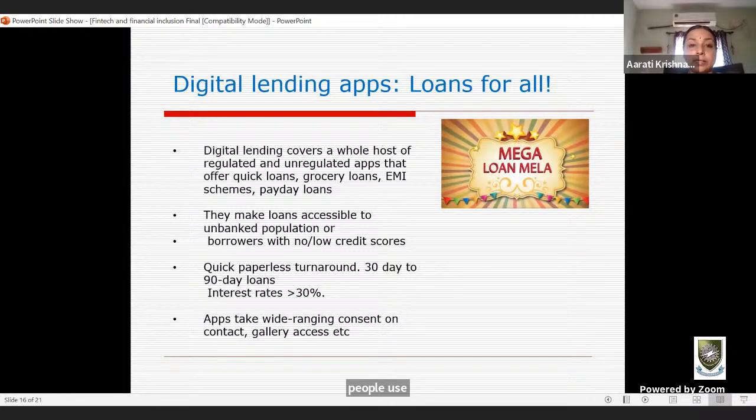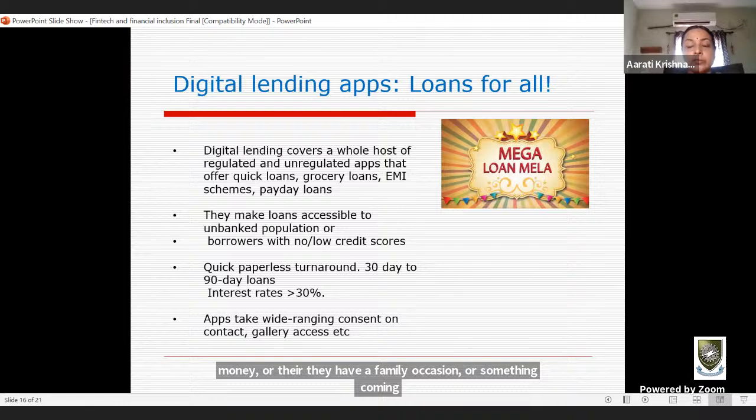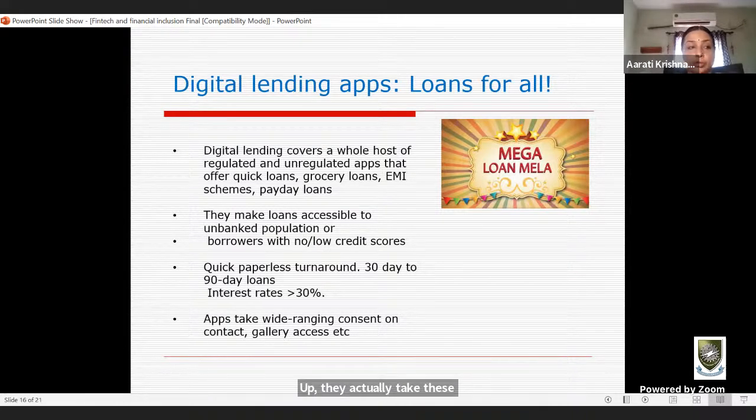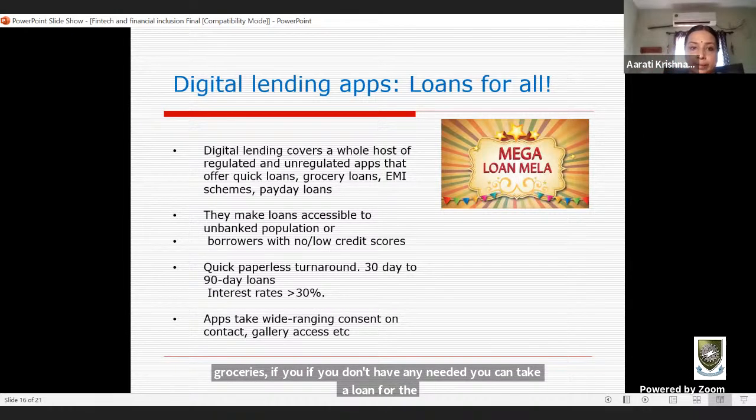Many people use these digital lending platforms mainly for payday. So at the end of the month, if they run short of money or they have a family occasion or something coming up, they take these loans. Nowadays, we also come upon a lot of apps offering quick loans like LazyPay, etc., where you go and buy groceries. If you don't have money immediately, you can take a loan for that short period for just that grocery value, and you can repay it later.